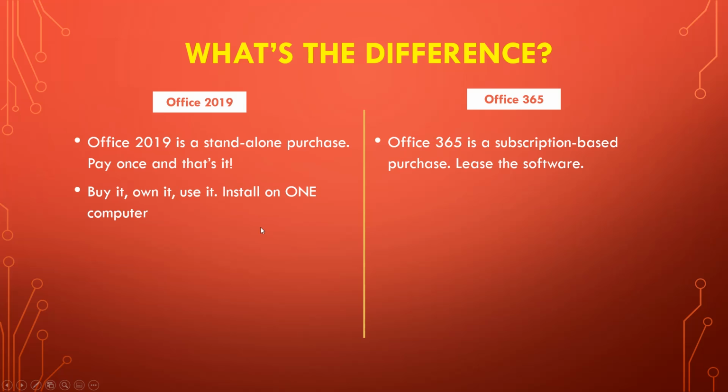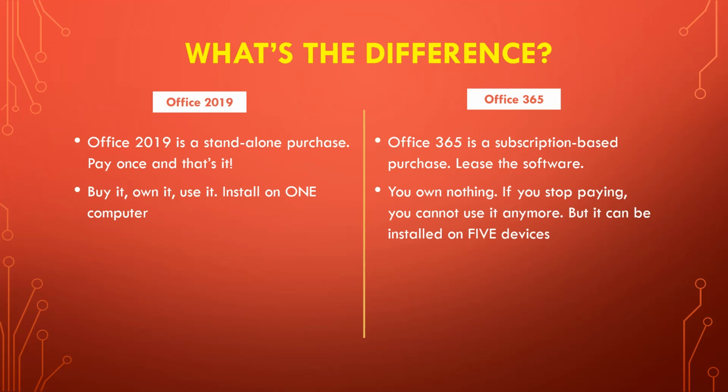Office 2019, you buy it, own it, use it. You're able to install it on one computer, but you own that one license for that one instance of Office. The difference is when you lease something, you own nothing. So the subscription model, you don't own anything. If you stop paying, you can't use it anymore.